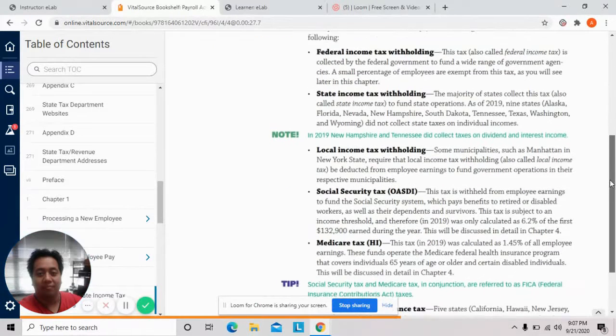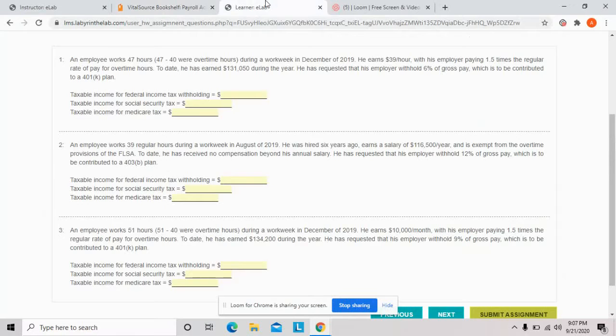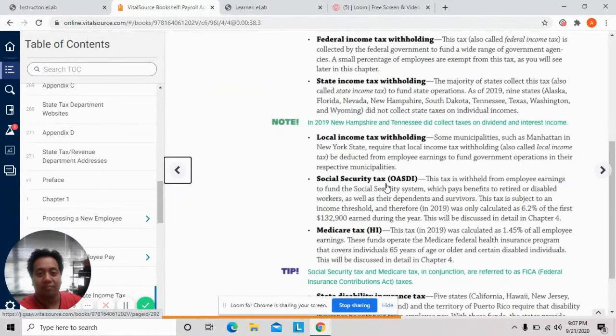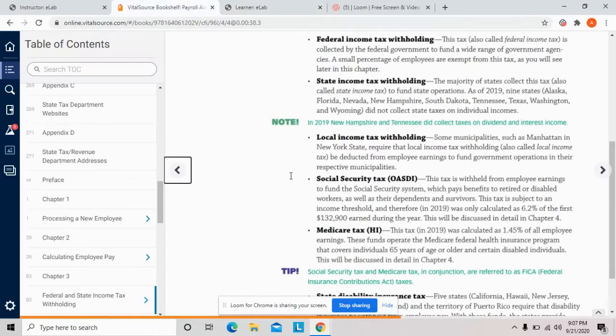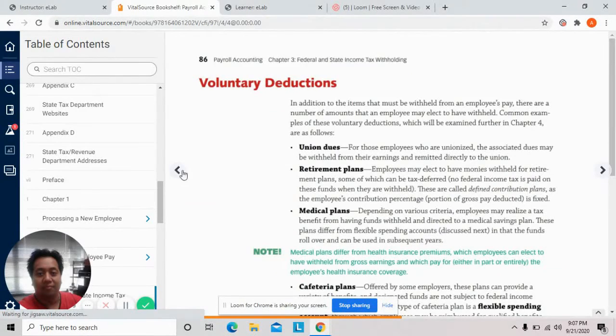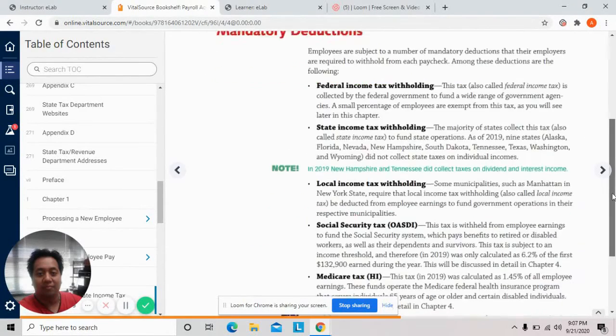You also have the Social Security tax. I believe you have to figure out how much is being taxable. This tax is subject to an income threshold, so keep in mind that it's only 6.2% of the first 132,900 that is earned during the year. As for the Medicare tax, that's calculated as 1.45% of all employee earnings. And so that's on page 85, as I just mentioned.